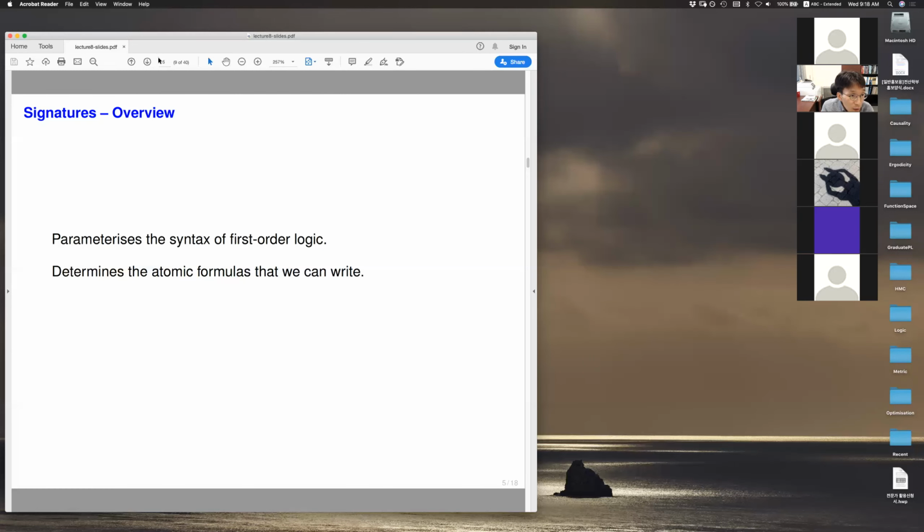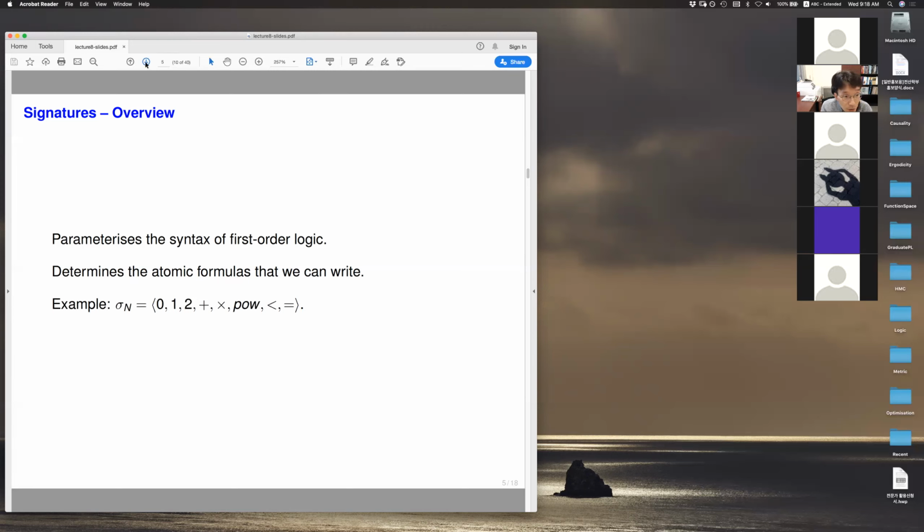And then the syntax of first order logic will be defined inductively, and the signature determines the base case. In particular, in terms of formulas, in other words, syntactic entities for properties, the signature allows you to specify the base case, which is called an atomic formula.